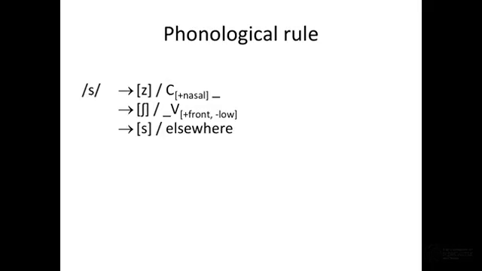So, we can now write the phonological rule, which accounts for the fact that s becomes z, which is voiced, due to the environment that precedes it, a consonant which is plus nasal, whereas s becomes sh, due to the environment that follows it, that is, a vowel that is plus front and minus low. S is s in all other environments.